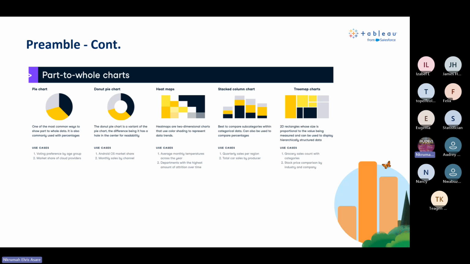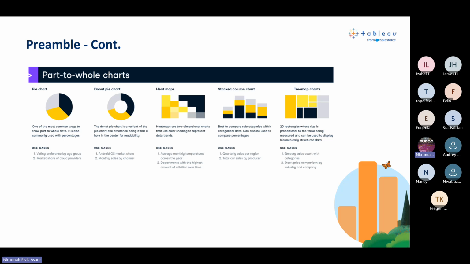So our basic charts we know: pie charts, donut charts, heat maps, and their use cases. Today we'll not delve deeper into that. I think we had a workshop on that last year, so most people know about the charts. If it's new to you, don't worry. You can go to YouTube and watch that particular workshop again.